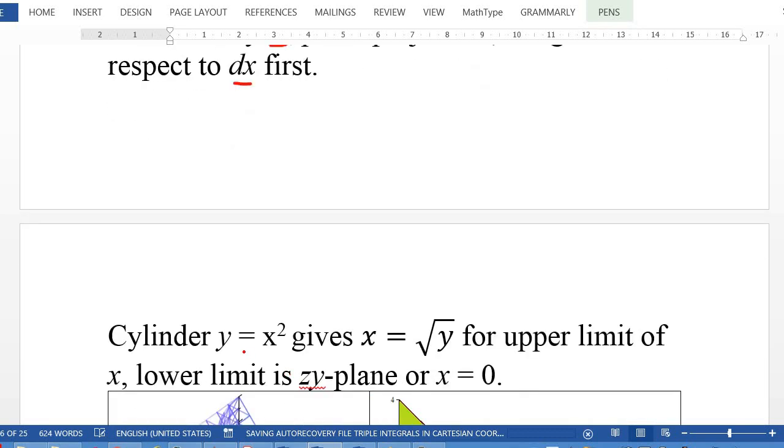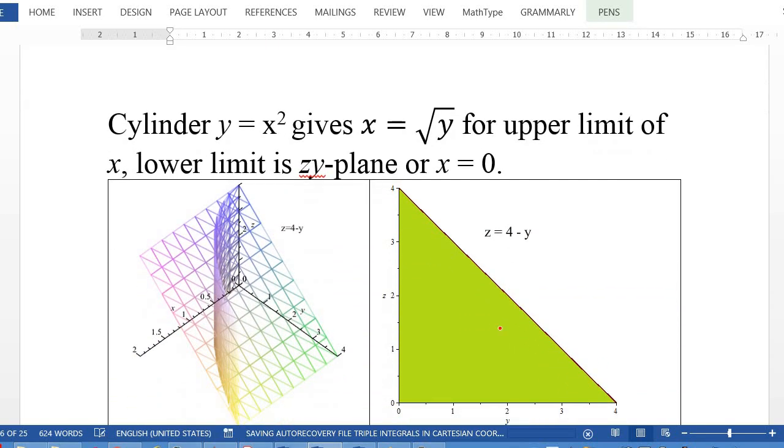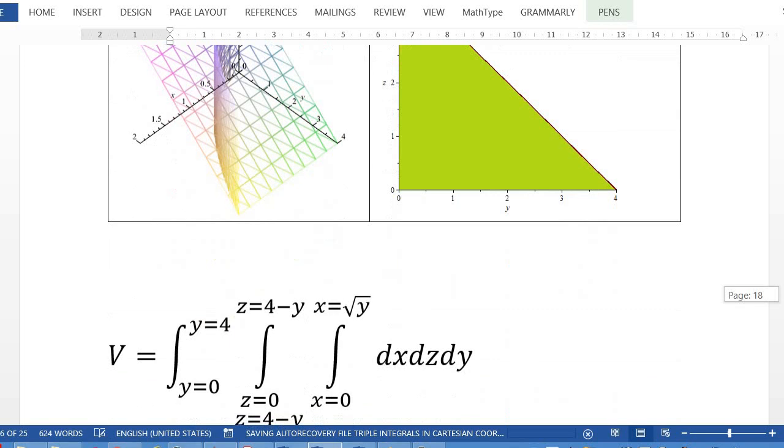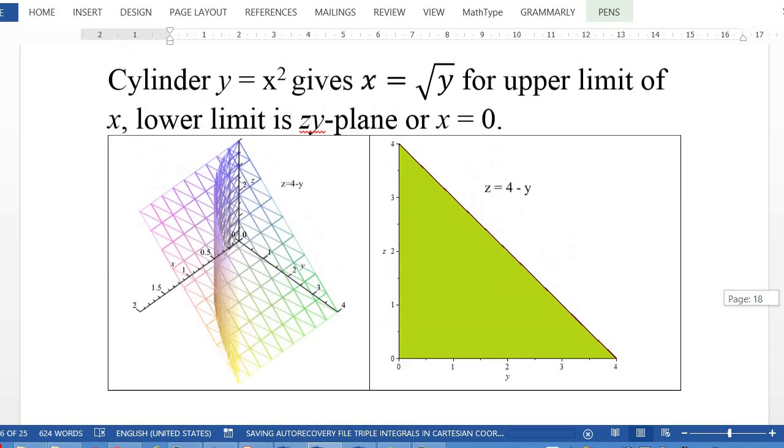From the cylinder y equal to x squared, it gives you x equal to square root of y. So this will be the upper limit of your x. The lower limit is on the ZY plane, x equals 0. So x goes from 0 until x equal to square root of y. The projection is a triangle.